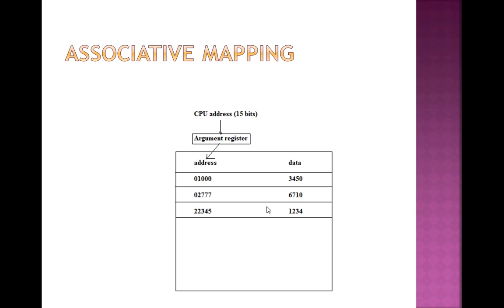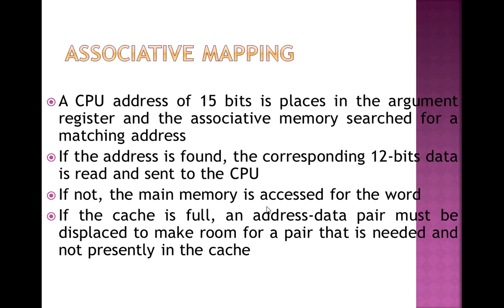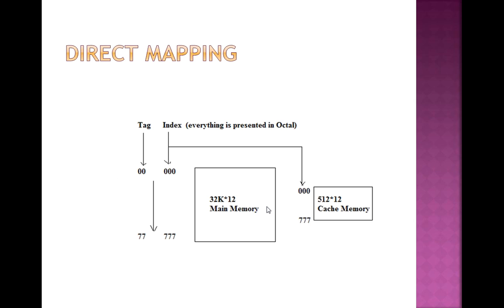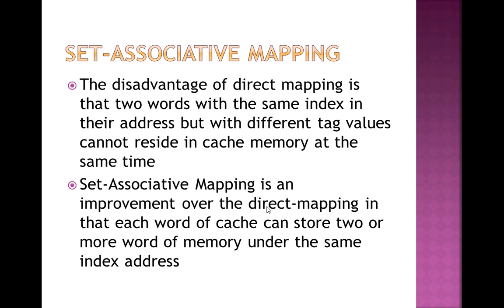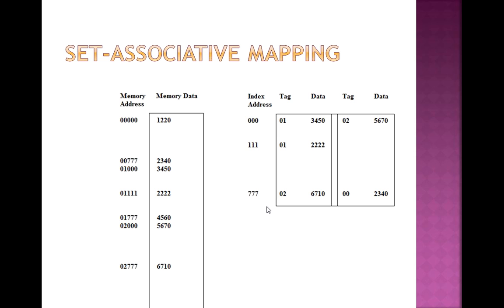This is the associative mapping. We have discussed this. This is the direct mapping. This is set associative mapping. We have discussed this. This is the set associative mapping diagram.